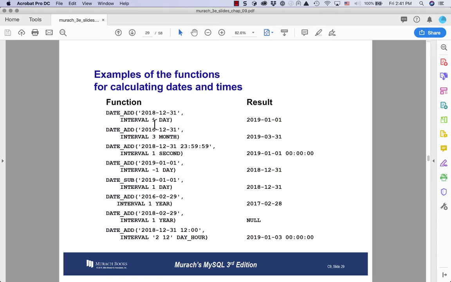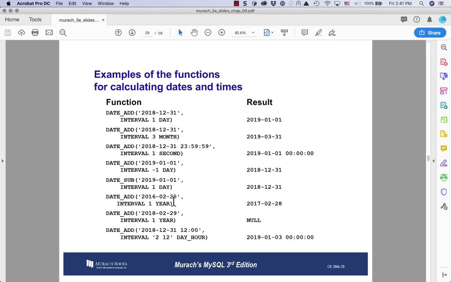We can add the interval of 1 day, 3 months, 1 second. Negative, here we're adding a negative 1 day. Here we're subtracting 1 day. Interesting that they turn out to be the same value.